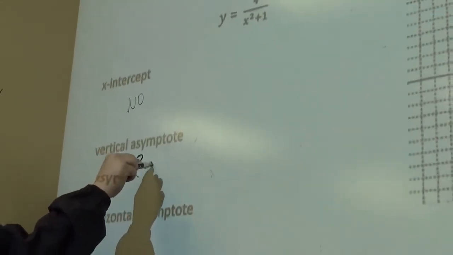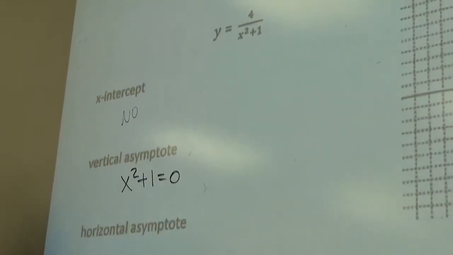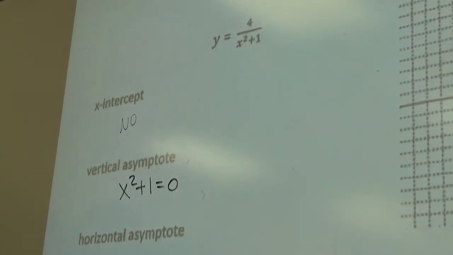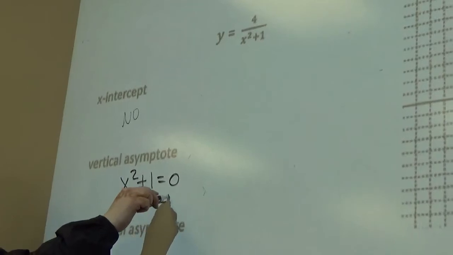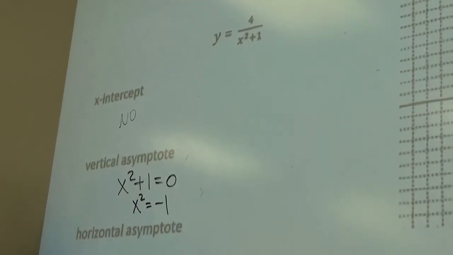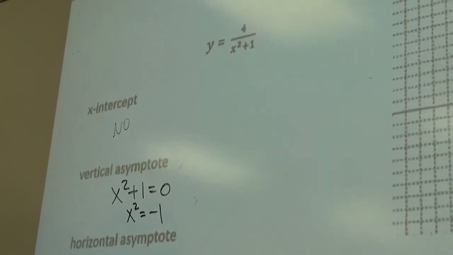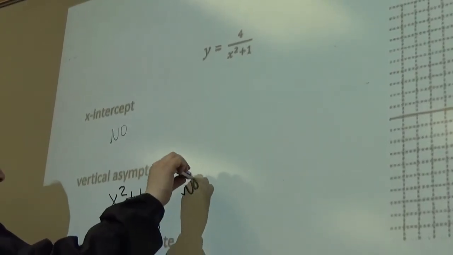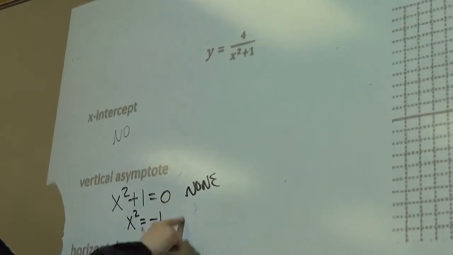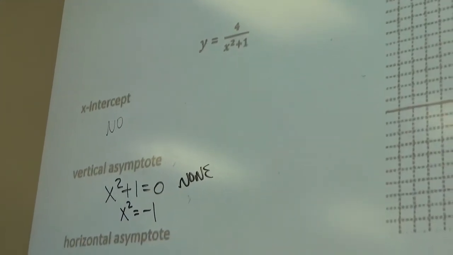So x squared plus 1 equals 0. So x squared equals -1. Can't have that, right? Because you can't take the square root of a negative number, so there aren't any. There are none. No vertical asymptotes.